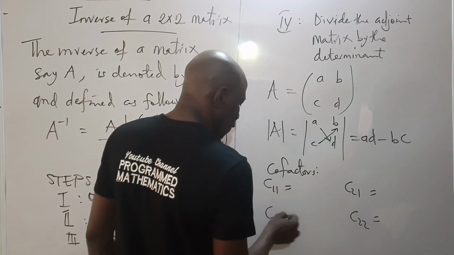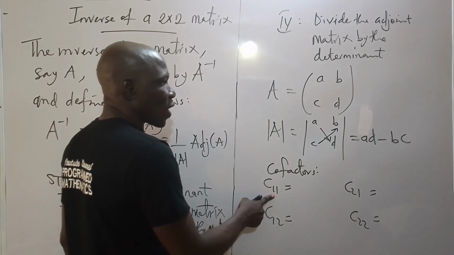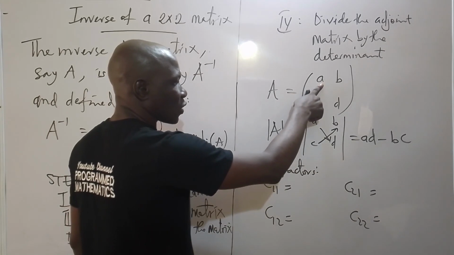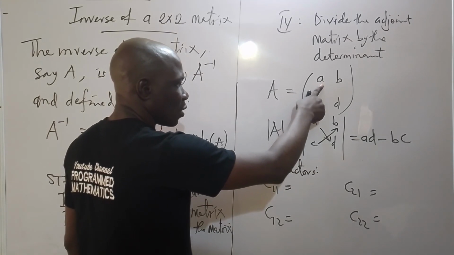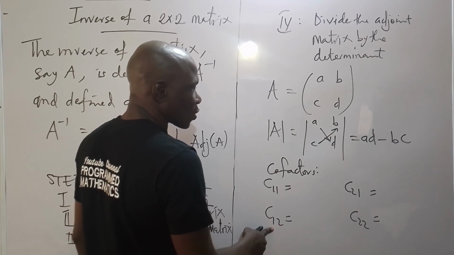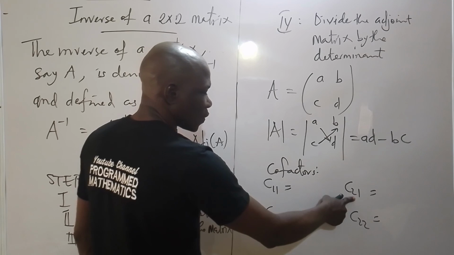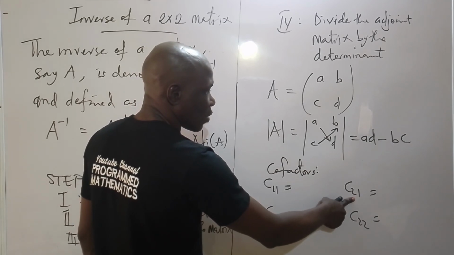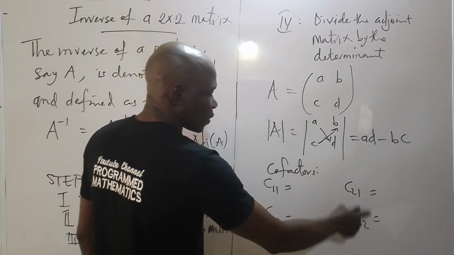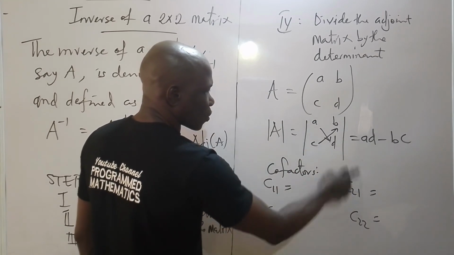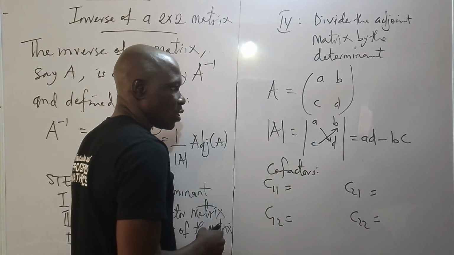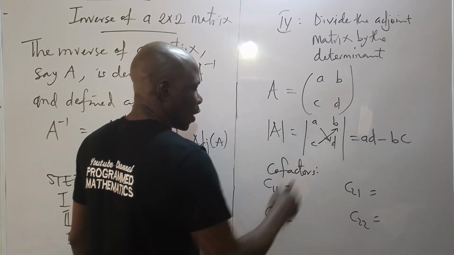That's for the cofactors. C11 is the cofactor corresponding to the first element on the first row, first column, which is A. C12 is a cofactor corresponding to the element on the first row, second column, which is B. C21 is the cofactor of the element corresponding to C. And then C22 is the cofactor corresponding to the element D. That's the second row, second column here.